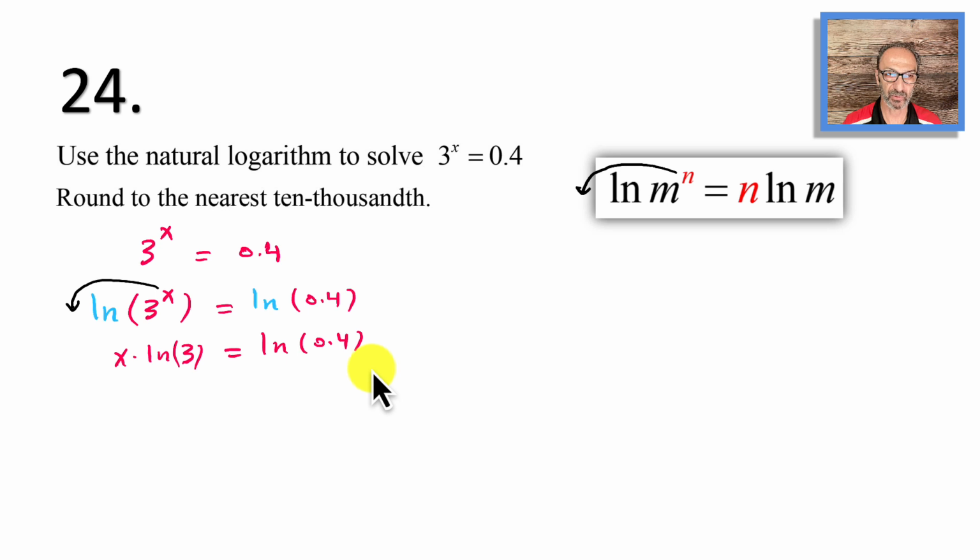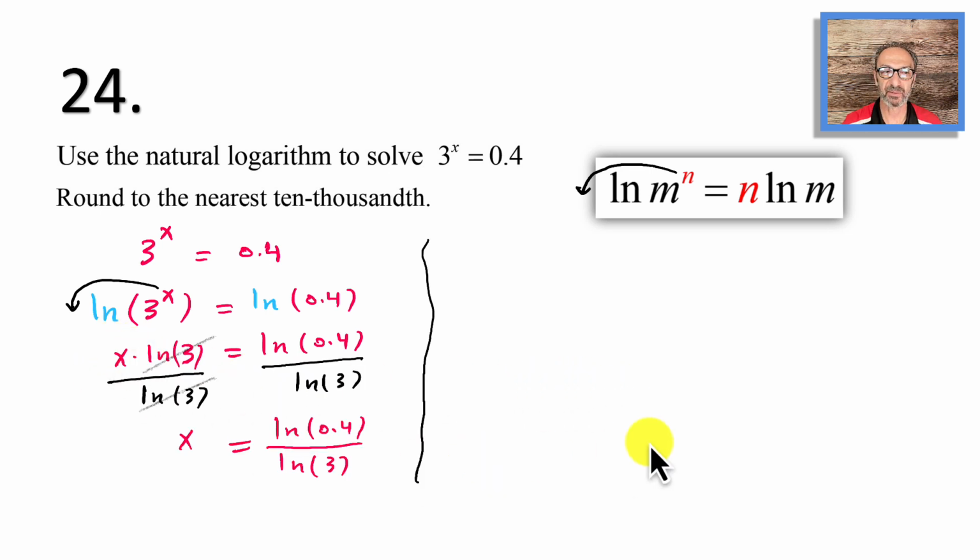equals ln 0.4. Well, why apply ln? Because I need the x to be up front. It's kind of hard to reach and look at it while it's an exponent. We're solving for x. So I need the x to be loose up front, not as an exponent. And that's one way to do it. Divide both sides by ln 3 to leave x alone. This cancels, and we end up with x equals ln 0.4 divided by ln 3. Use the calculator to divide ln 0.4 by ln 3, and that's what I have.